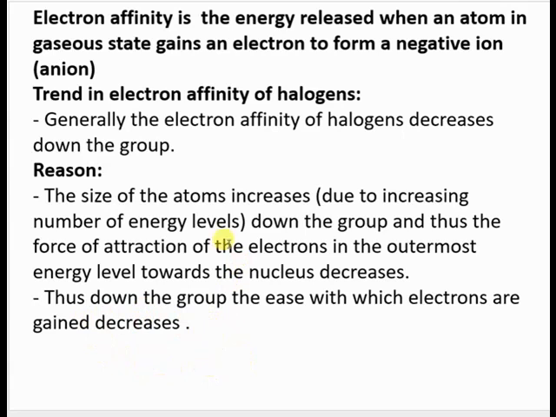Therefore, fluorine will gain an electron very fast compared to iodine. Iodine will require a lot of energy to gain one electron because the atomic size is increasing down the group.